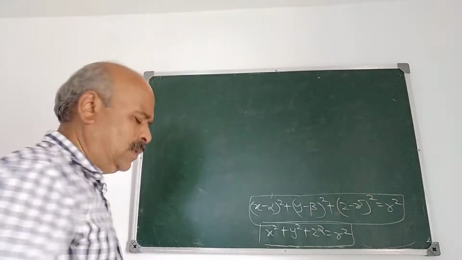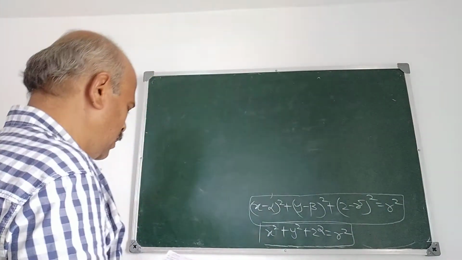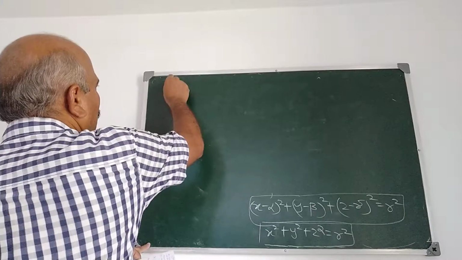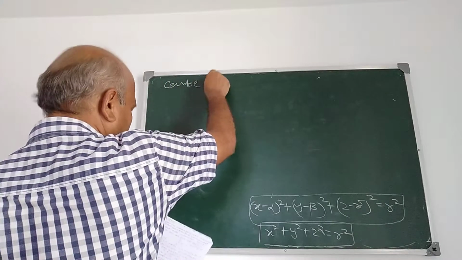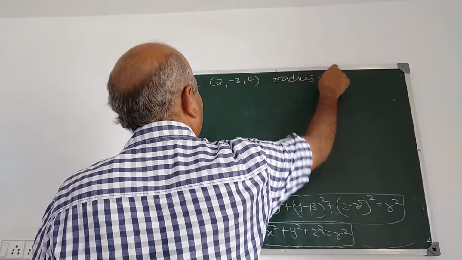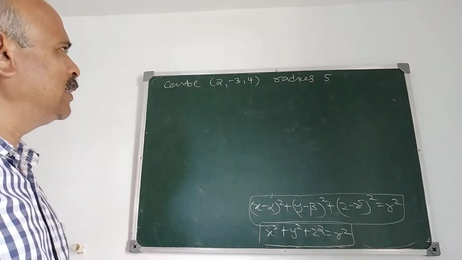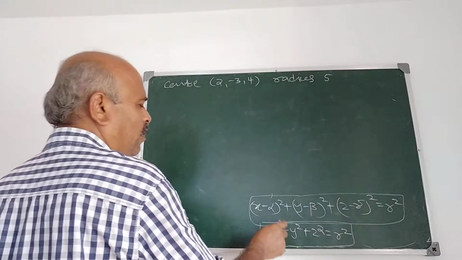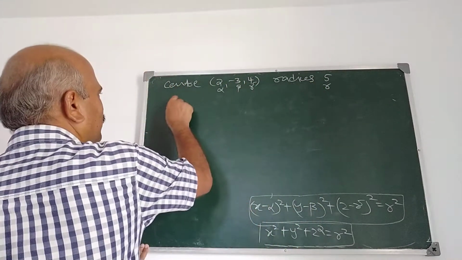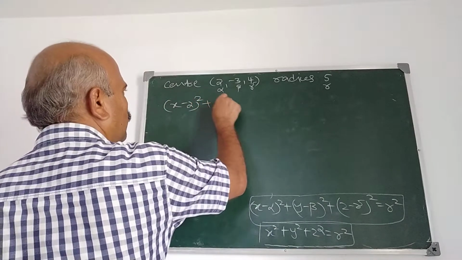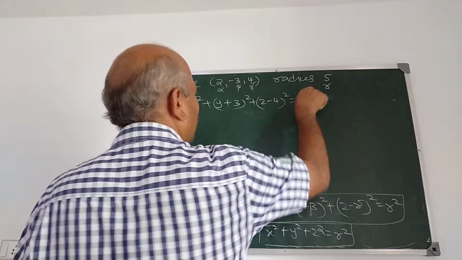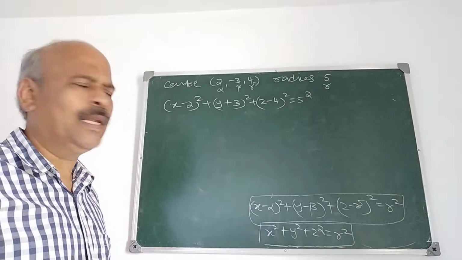Let's see how to apply this. Find the equation of the sphere whose center is 2, minus 3, 4 and radius is 5. Center 2, minus 3, 4, radius is 5. Now you have to apply this formula. Here these are alpha, beta, gamma and r is 5. So x minus 2 whole square plus y plus 3 whole square plus z minus 4 whole square is equal to 5 square. Apply the formula like this.